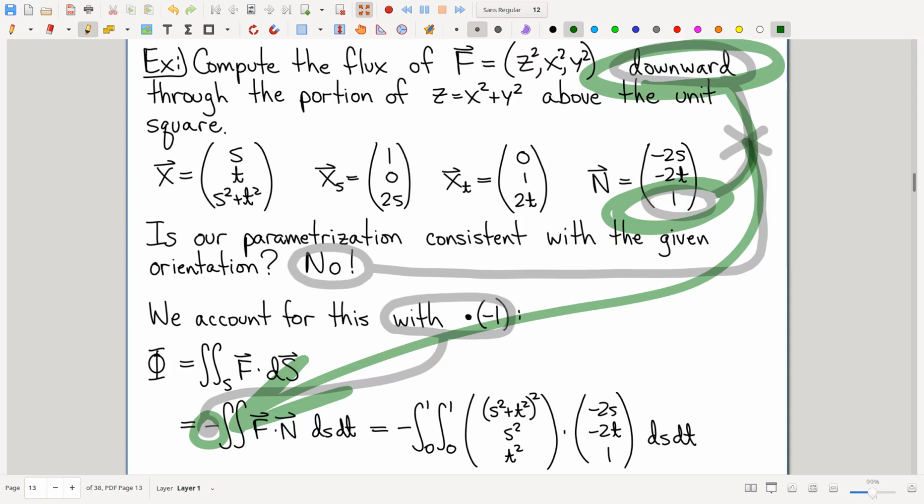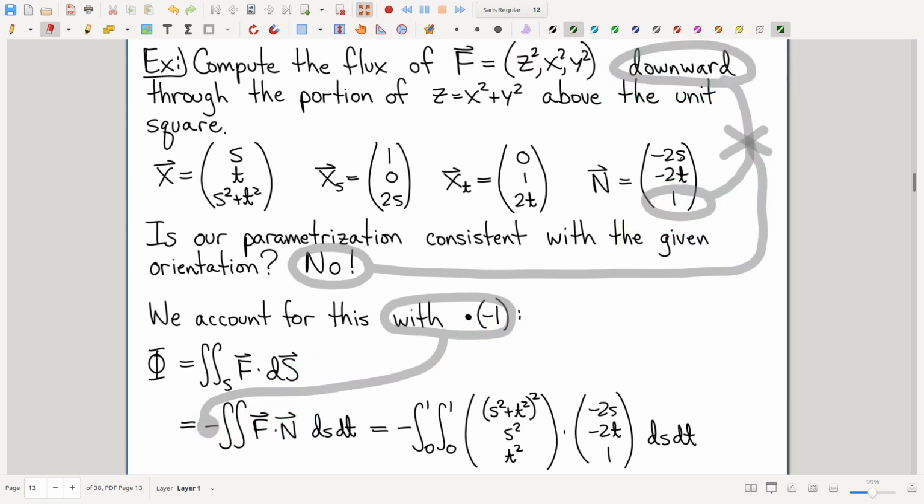Okay, one last thing I want to point out. It is actually important where you put the minus sign. Some students will do the following, and this is just wrong. Some students will say, hey, I was supposed to do it downward. This is upward, and I'm going to fix that. And then they put the minus sign here on their formula for N.